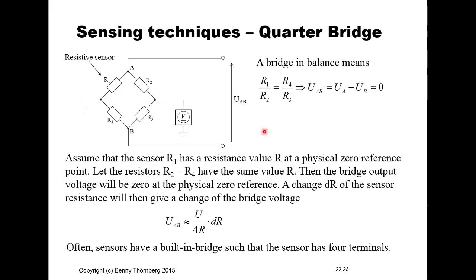Any change of the resistance value of this resistive sensor, dR, will then generate a voltage on the output terminal UAV. Very often these bridges are supplied together, built into the resistive sensor, as close as possible to the sensor itself. In those cases, the sensor has 4 terminals, not only 2 terminals, but 4.